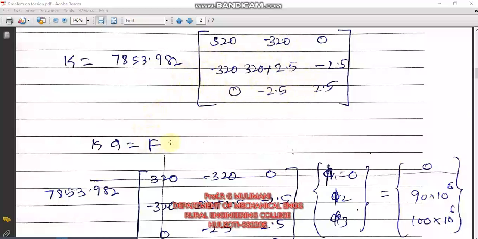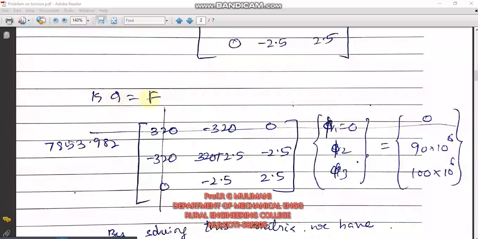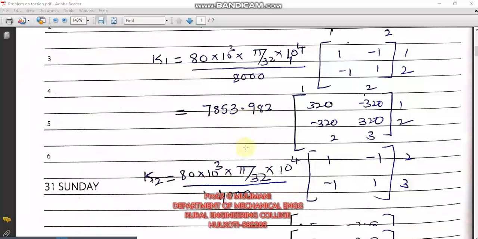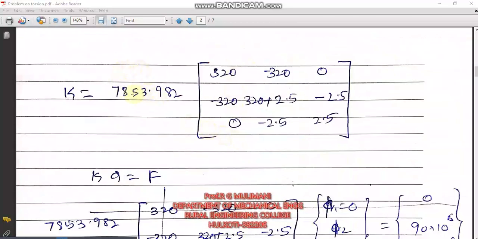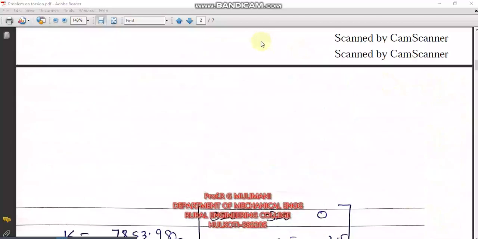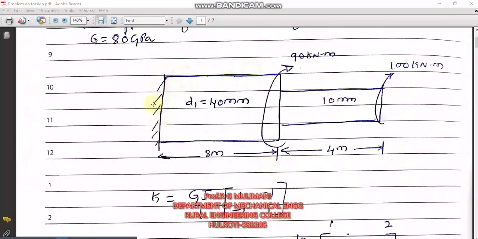We already know the equilibrium equation, KQ is equal to F, where K is the global stiffness matrix. The common term taken outside for both stiffness matrices, 80 into 10 raised to 3 into pi by 32, should be taken out. Next, Q is the nodal displacement: 0 for node 1, and unknown angles of twist at node 2 and node 3. As node 1 is fixed, it is taken as 0. In the force vector, there is no torsion moment at node 1, so it is 0.